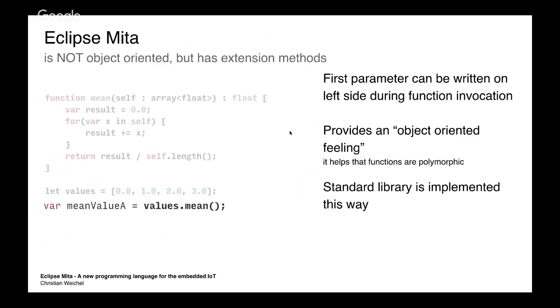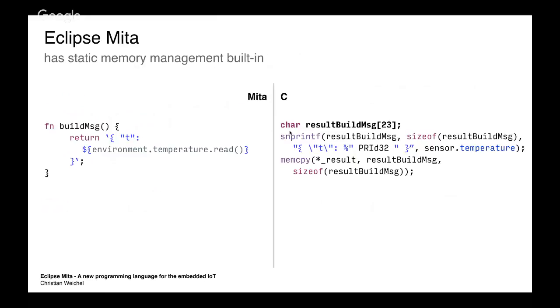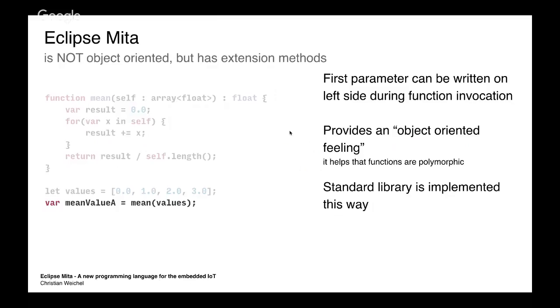And in Mita, functions are polymorphic, which means that you can have multiple functions of the same name but differ in their signature. This way, you can really get a sort of object-oriented style back in your code. The standard library is actually implemented that way. So the self.length that you see used in that function above is actually a standard library call, and it's just an extension method on array.